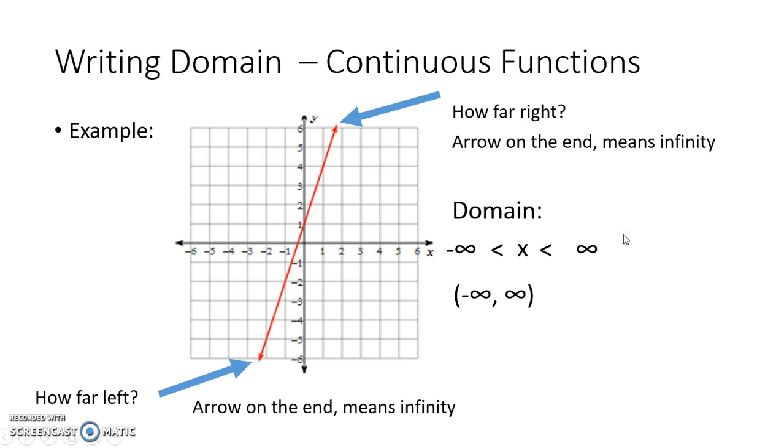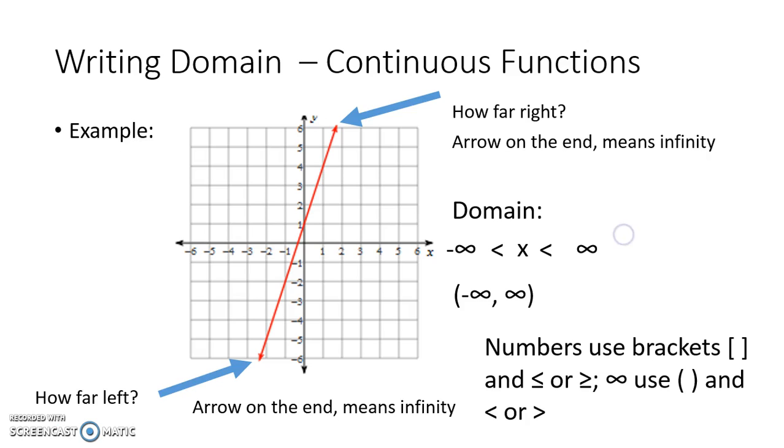Then write that in parentheses, -infinity, comma, infinity with the parentheses. Remember, when you have numbers, you use the closed brackets and the less than or equal to or the greater than or equal to sign. And when you have infinity, you use parentheses and then just the less than or greater than sign. Remember, infinity, you cannot equal infinity because it just keeps going on and on.